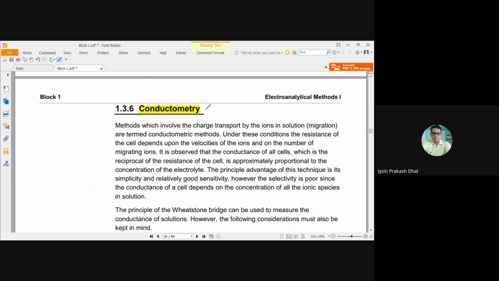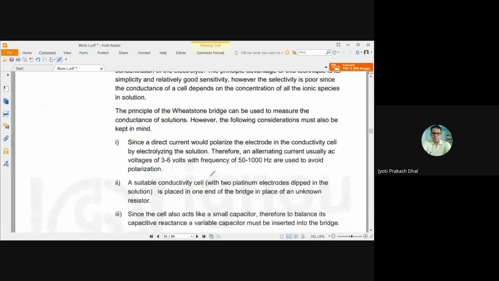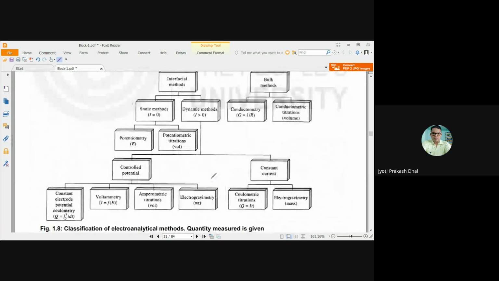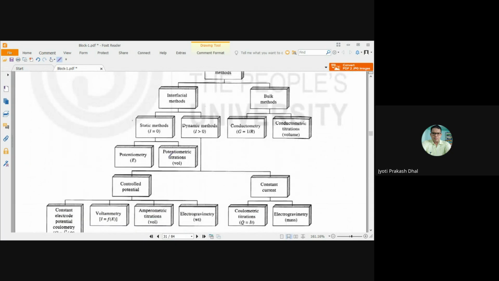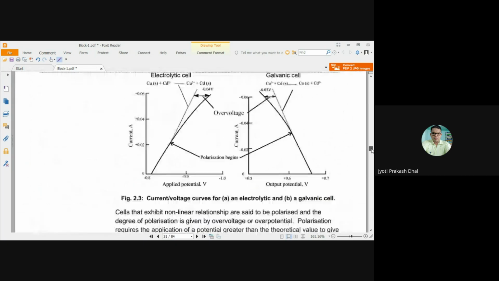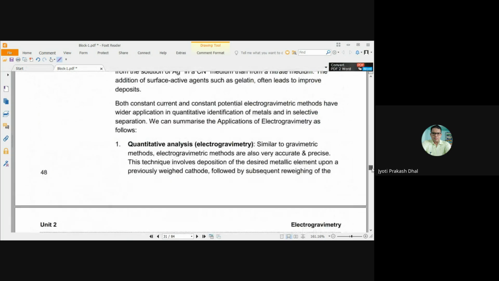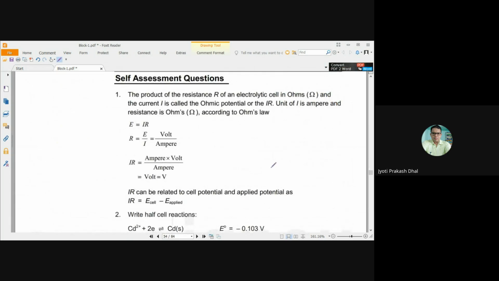So today we will stop here, and from tomorrow we will move on to this method. When unit 1 is completed, which covers the overall discussion of the paper, then from unit 2 we will again discuss in detail the various electroanalytical methods. That will continue from tomorrow.